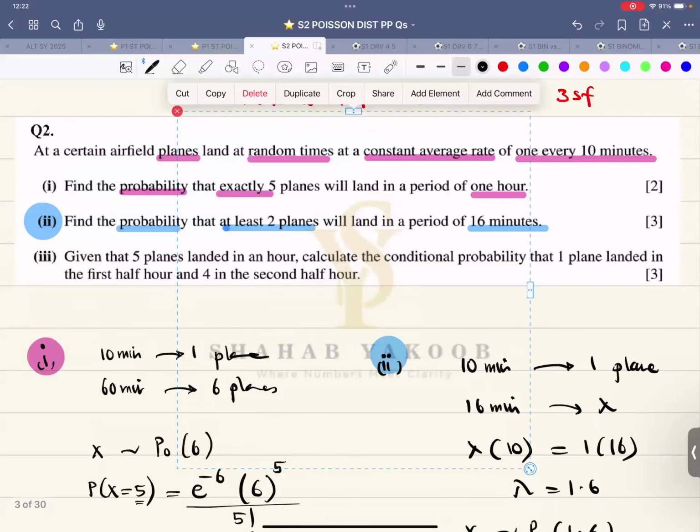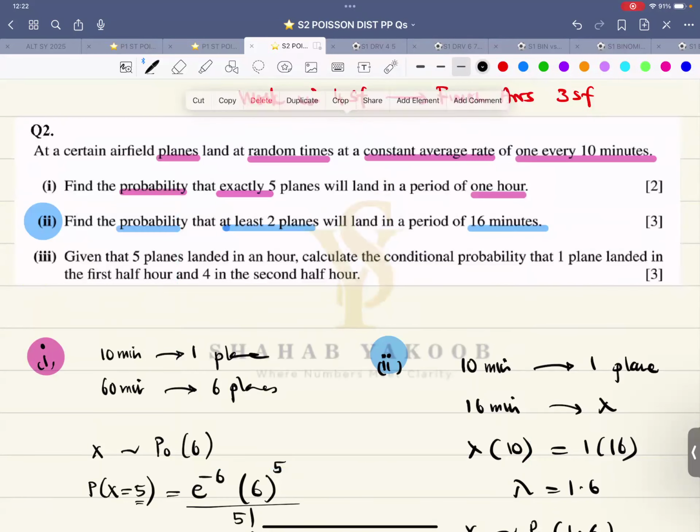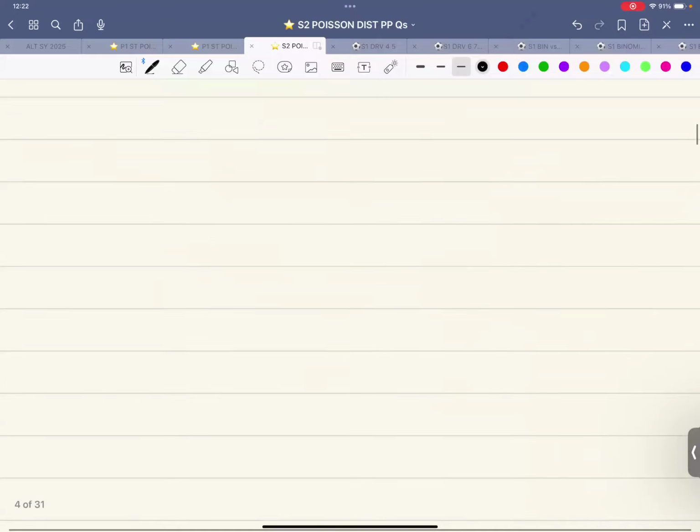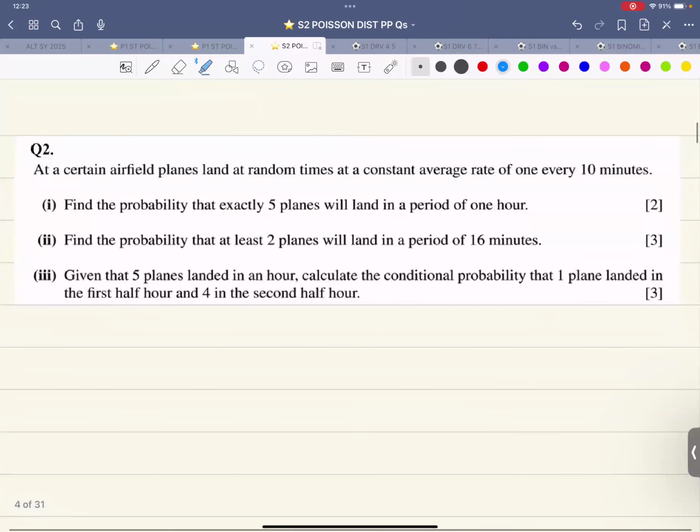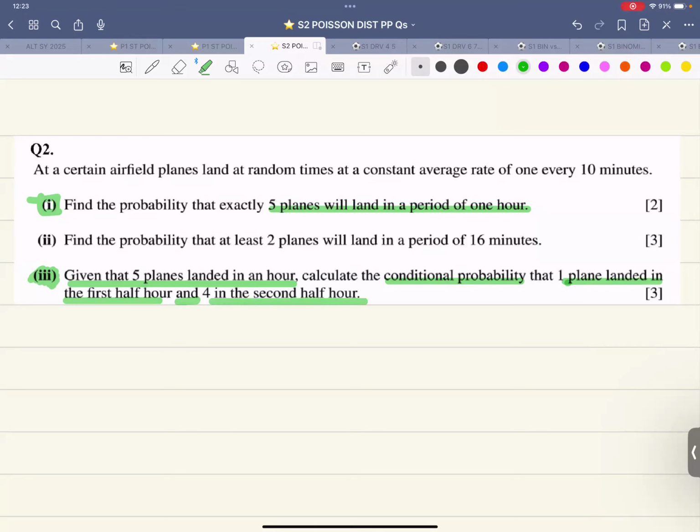Now, let me just copy this thing. No, not this thing over here. And let me paste it on the next page so that we can try out the third part, which is very interesting. Now, the third part is this thing. It says, given that 5 planes landed in an hour, 5 planes will land in a period of 1 hour. There is a connection with the first part. Calculate the conditional probability that one plane landed in the first half hour and 4 in the second half hour.